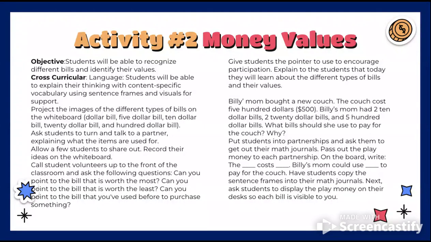And we're going to have some questions that are going to be answered, and we're going to talk through how we're going to solve these money value word problems. Billy's mom bought a new couch. The couch cost $500. Billy's mom had 2 $10 bills, 2 $20 bills, and 5 $100 bills. What bills should you use to pay for the couch? And explain and tell me why.